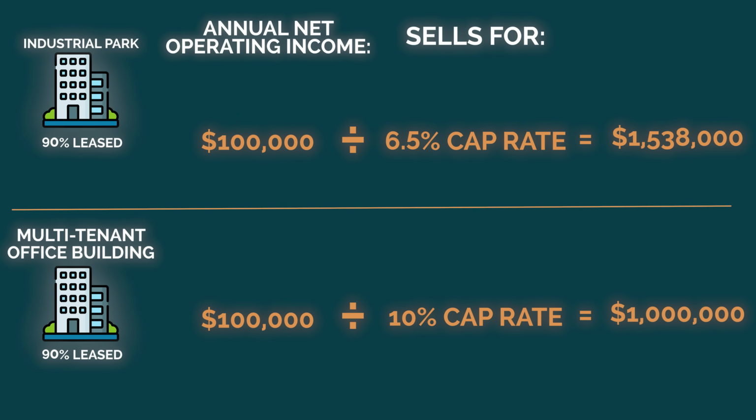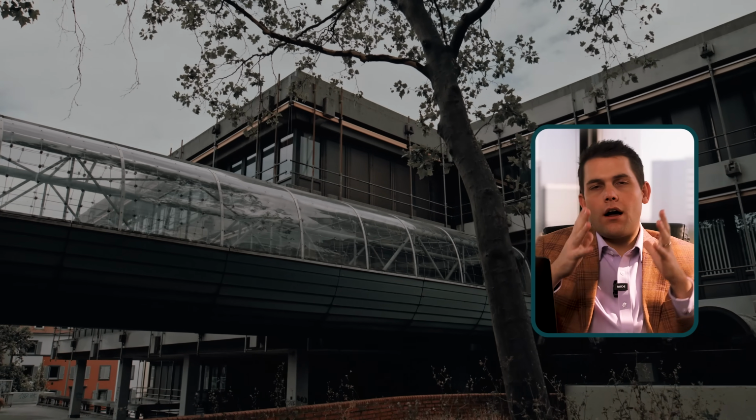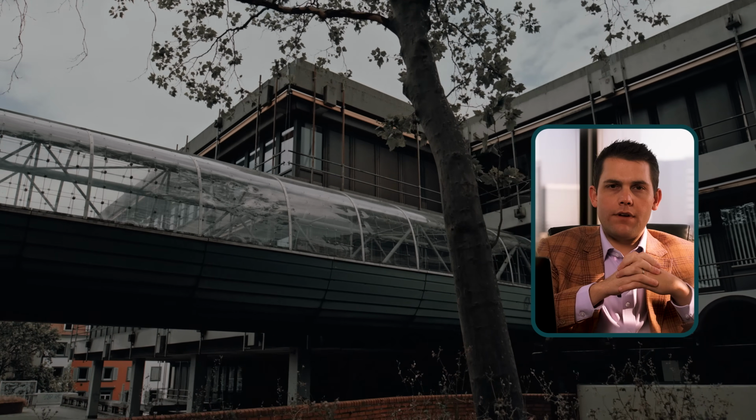Same income, same location, $538,000 difference in the value of the properties. So why is the office building worth $538,000 or 35% less than the industrial park that generates the same exact income on the same street located right next door? Well, very simple. Industrial is in favor with investors and office is out of favor with investors.